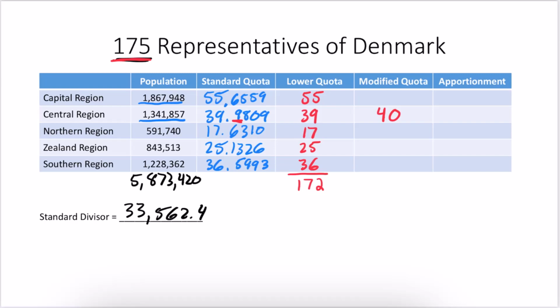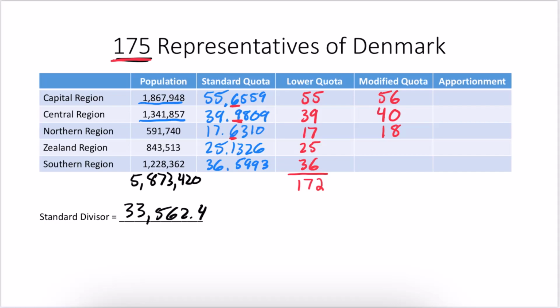So the central region will get 40. Then we say the capital region is the next largest decimal, and so we're going to add an extra representative to that region, which is 56. And then the northern region has the next largest decimal, and so we'll add an extra representative there.